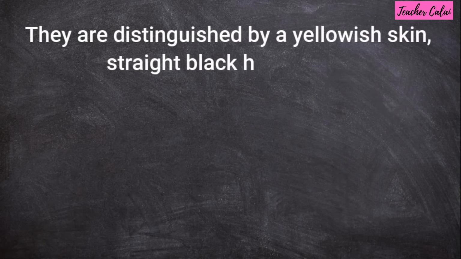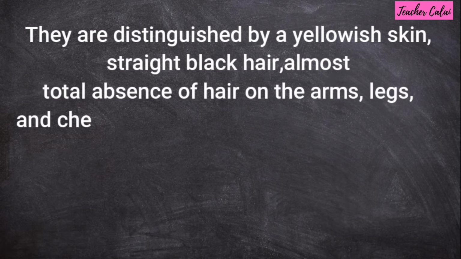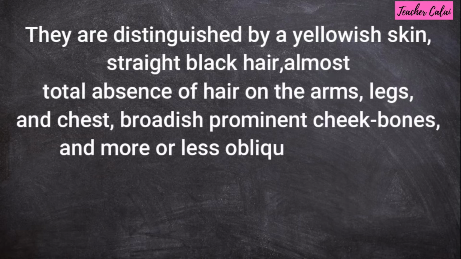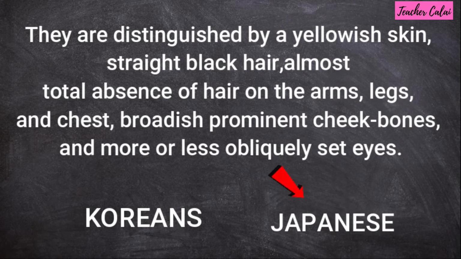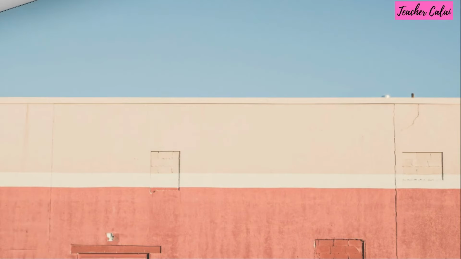They are distinguished by a yellowish skin, straight black hair, and almost total absence of hair on the arms, legs, and chest, broadish prominent cheekbones, and more or less obliquely set eyes. Are they Koreans or Japanese? Good. And now let's go to the next.